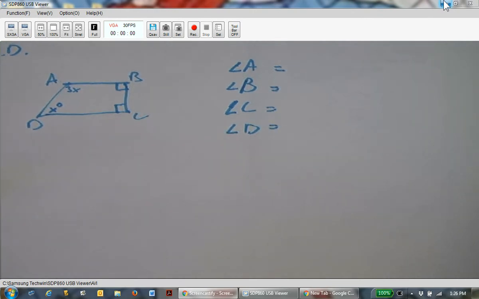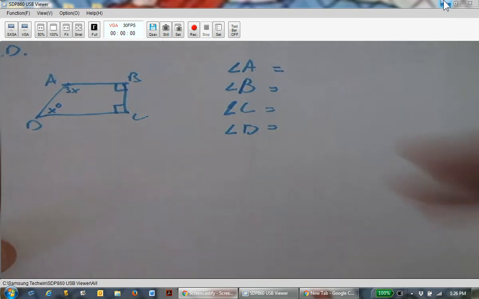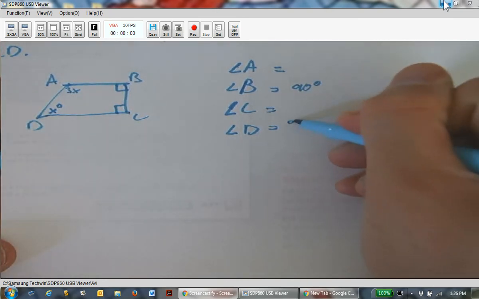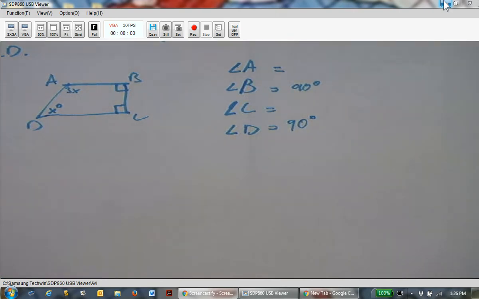What are B and C equal to? Does anybody know what B and C are at least equal to? Yeah, Lena? They're both equal to 90 degrees. So B and C, not B and D.